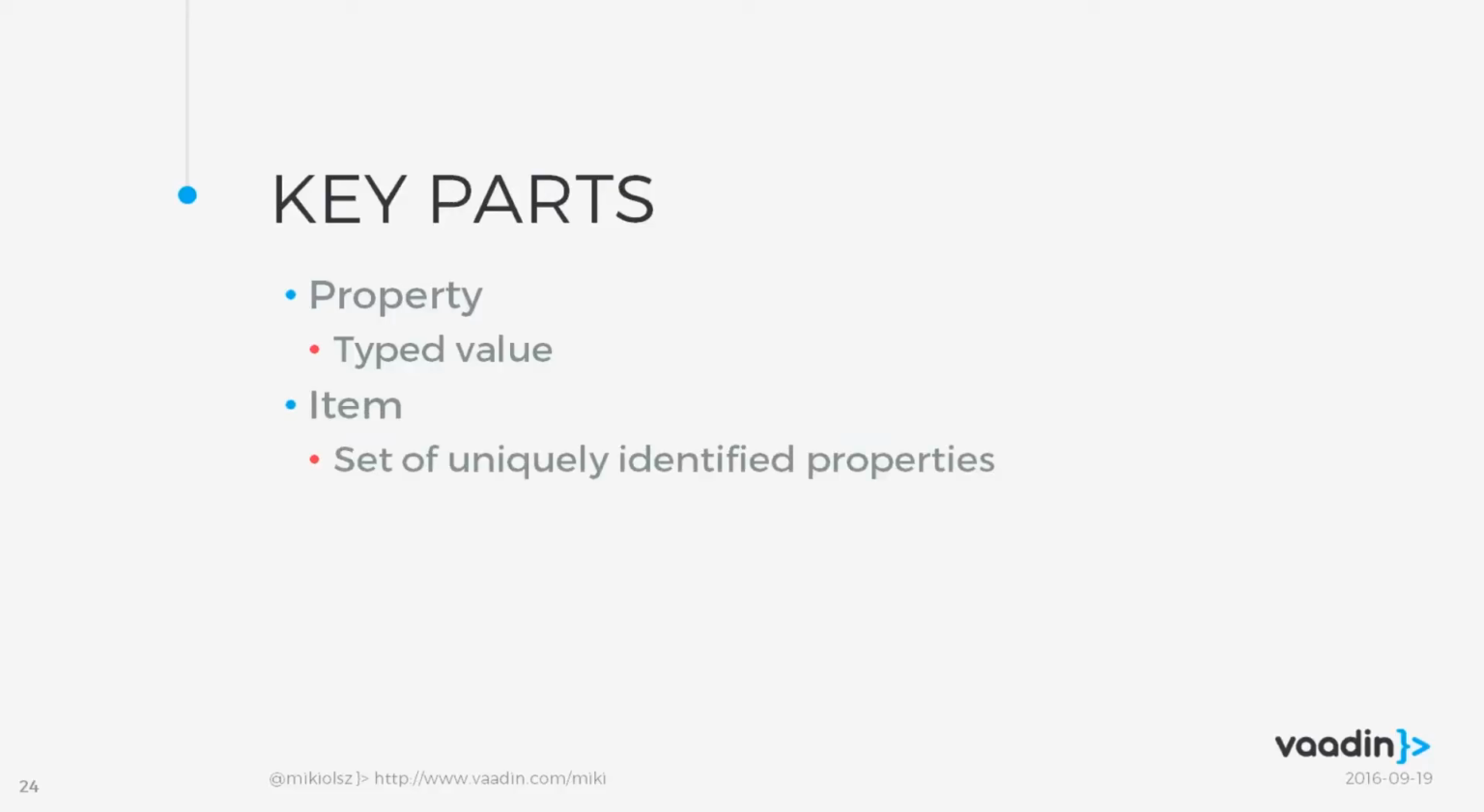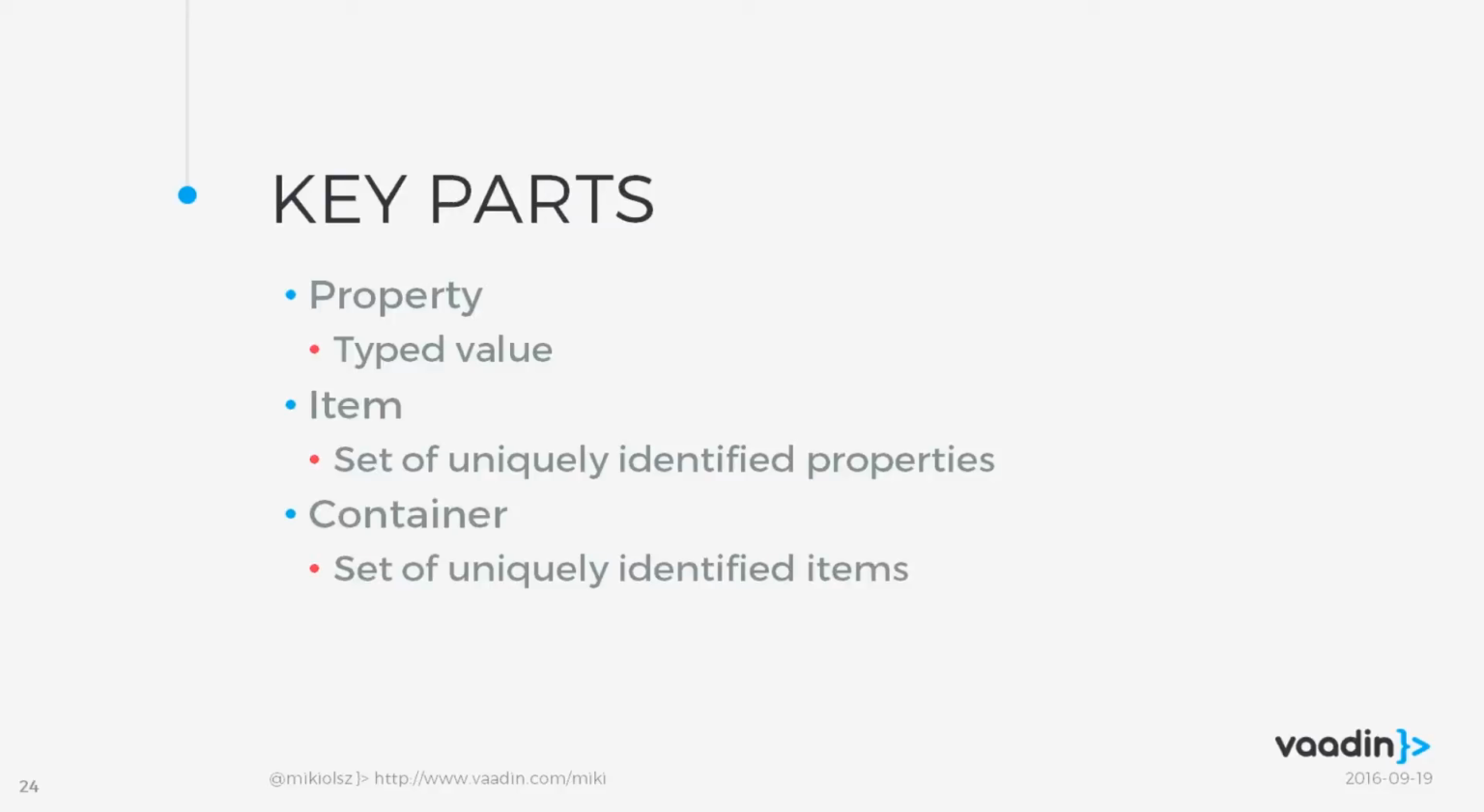An item is a set of uniquely identified properties. So each property within an item has its name, or as it is in the model, it's an identifier. So it doesn't have to be a string. In 99.99% of the cases, you want to use strings as identifiers of your properties, but the Vaadin data model does not force you to do so.